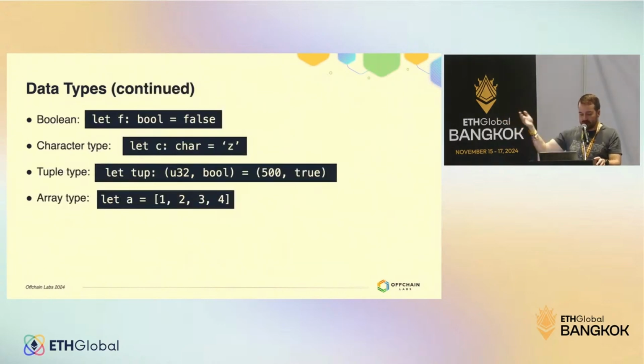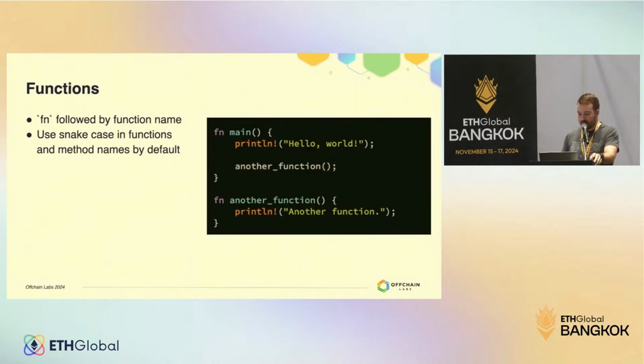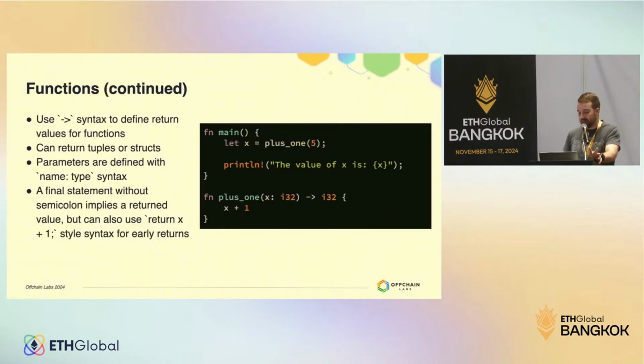This is what booleans, characters, tuples look like. A tuple is just a set of values, and arrays. This is what a function looks like. It's very simple: fn main, you println, call a function. So again, this is just working with functions, very simple. And for the most part, for the hackathon, I would recommend just sticking with basic functions, calling other functions, just to keep your code simple and straightforward. This arrow syntax, where you see the plus one function down there, that's how you return a value. So you just use that arrow syntax to indicate the return.